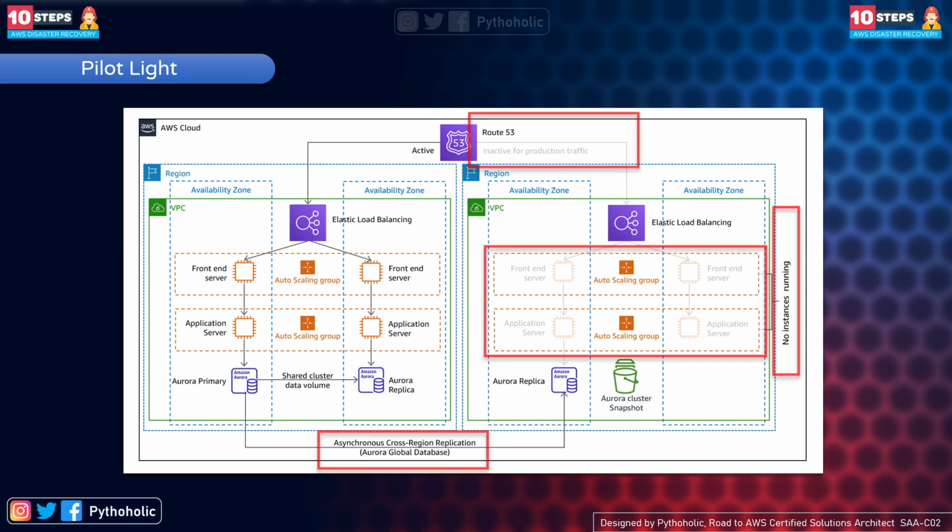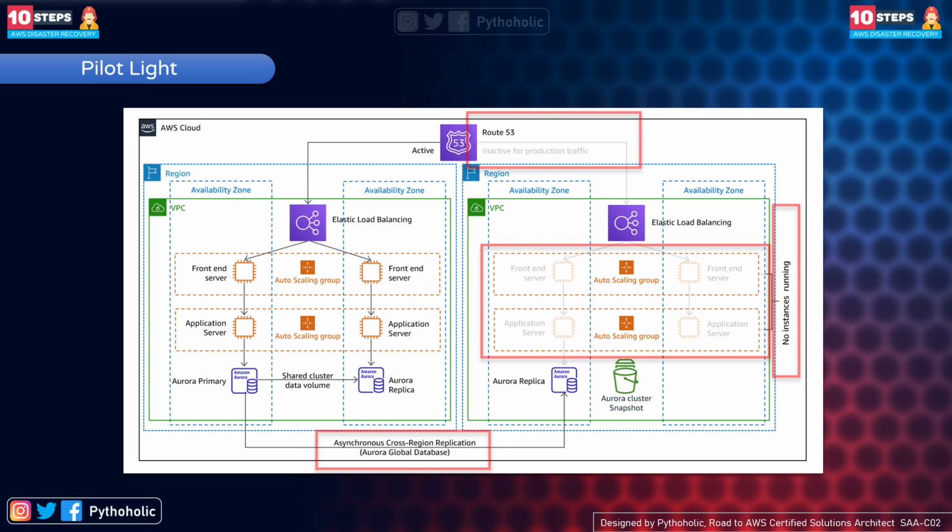And for data replication, we can create Aurora replicas by making use of the AWS Aurora global database, which gives us the feature of asynchronous cross-region replication. We already have a video on the Aurora database. Please go through that to understand more on how the replica works.